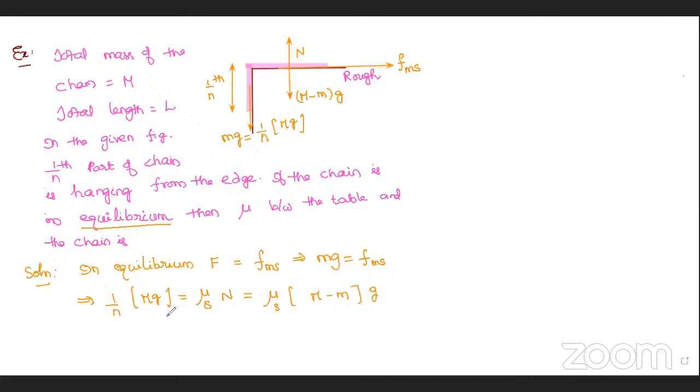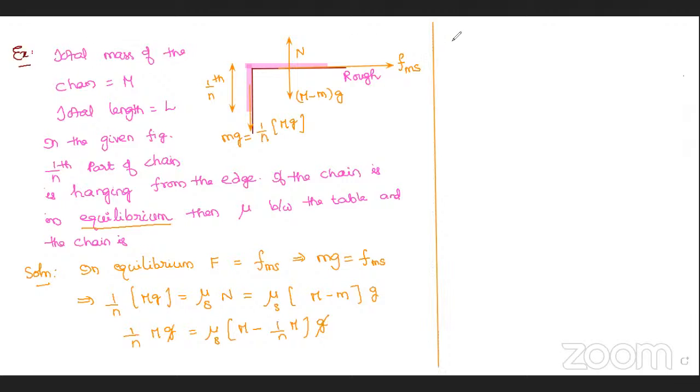That's it. If you understand this step, then the solution will be very easy. So straight away write it as (1/n) Mg is equal to mu_s into (M minus m) g, where small m is 1/n of capital M. So here if I take M out, M gets cancelled and g also gets cancelled.